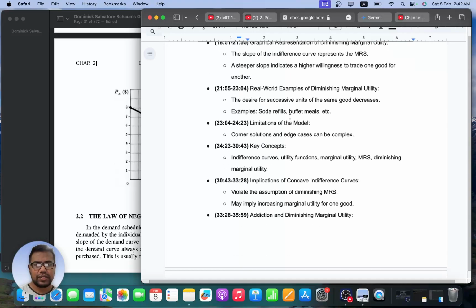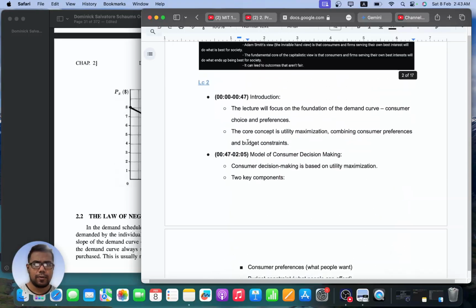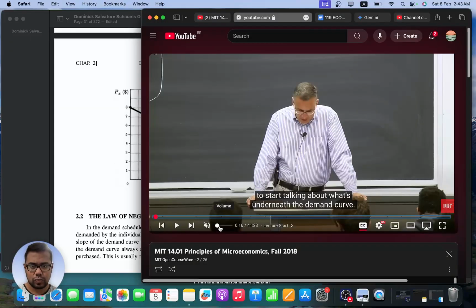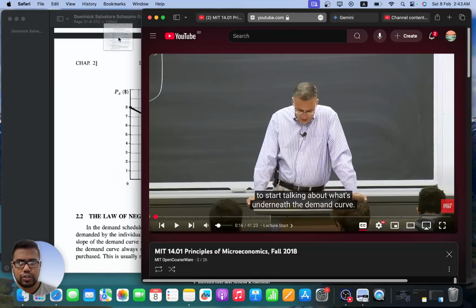Then we have real world examples, which would be cool, and we have key concepts: indifference curves, utility functions, marginal utility, marginal rate of substitution, diminishing marginal utility. Lastly, you have the implication of concave indifference curves, validating the assumption of diminishing marginal utility. Okay, so these are just the summaries. We'll have more chance starting from now to get into it. I'll try to see if I can get the lecture from this volume, if that is something that works.